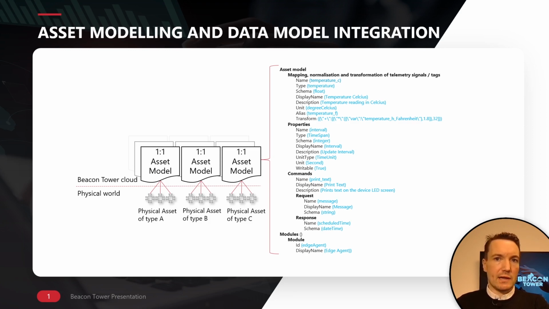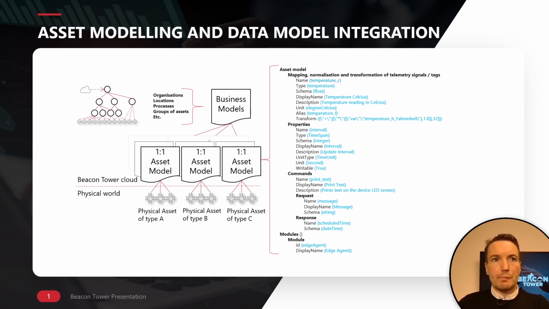Now to the second way of how we use asset models in Beacon Tower. Because mirroring the physical assets in the cloud is often interesting in itself, but it gets way more interesting to add layers of business, operational or organizational interests. So in Beacon Tower, we can create asset models that are solely receiving data from other asset models, and thereby not directly from the physical assets.